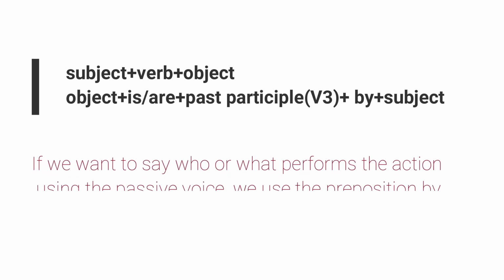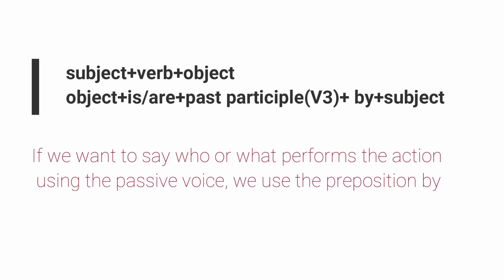So here we have first object, and depending on your object whether it is singular or plural, you have to use present tense forms of your helping verbs. Those are is, are, or am. And past participle, that is V3. This past participle is used for all tenses in passive voice. And we also use by. If you want to say who or what performs the action while using the passive voice, we use the preposition by, and we have subject.